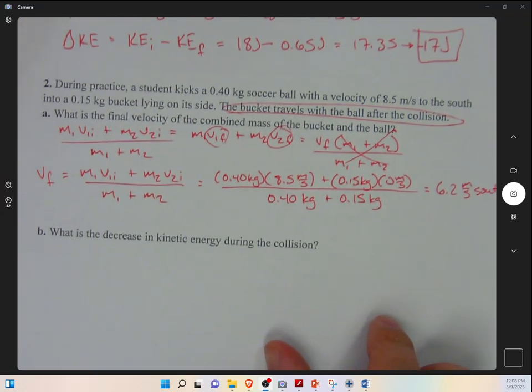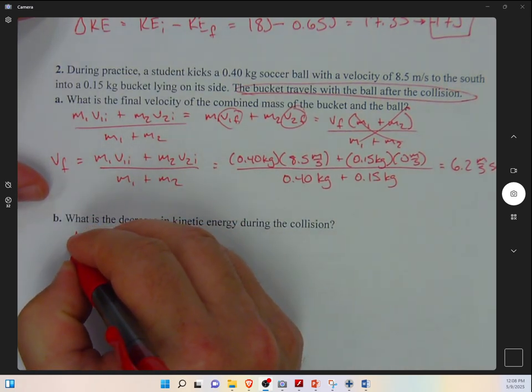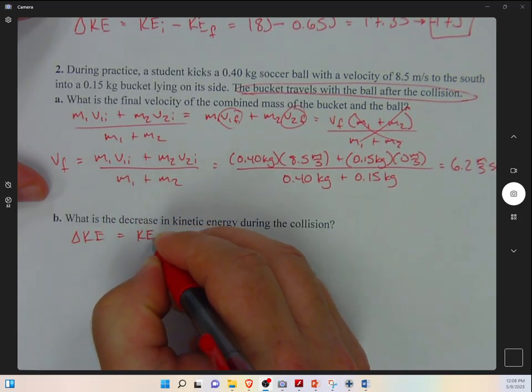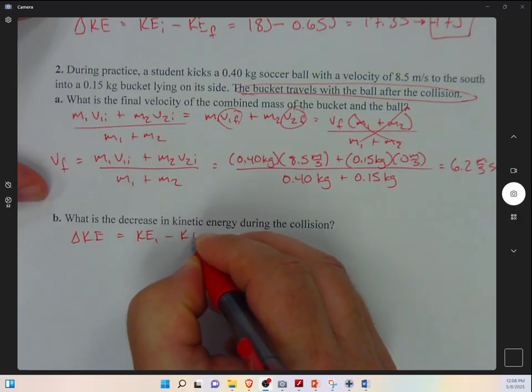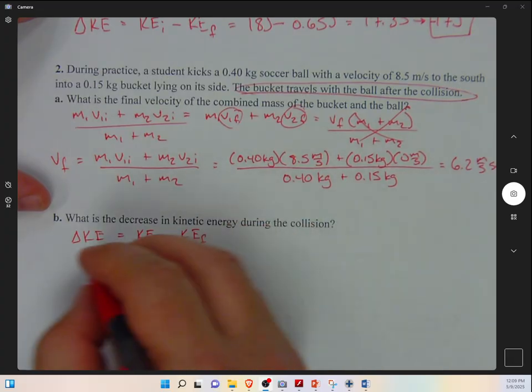All right, and then really quickly, what is the decrease in the kinetic energy? Right, so the change in kinetic energy is going to be equal to initial minus final. And so we're going to find the initial.